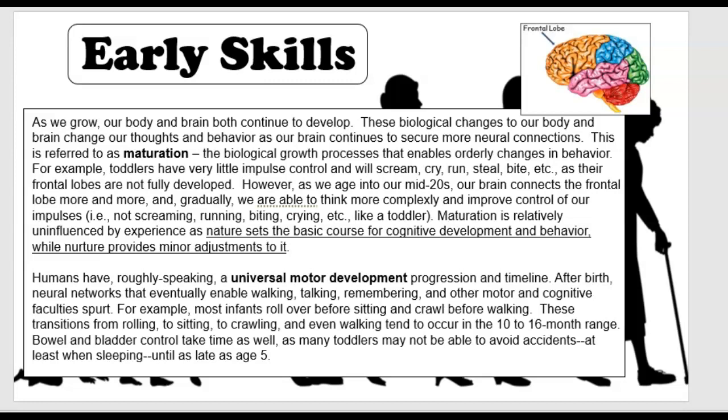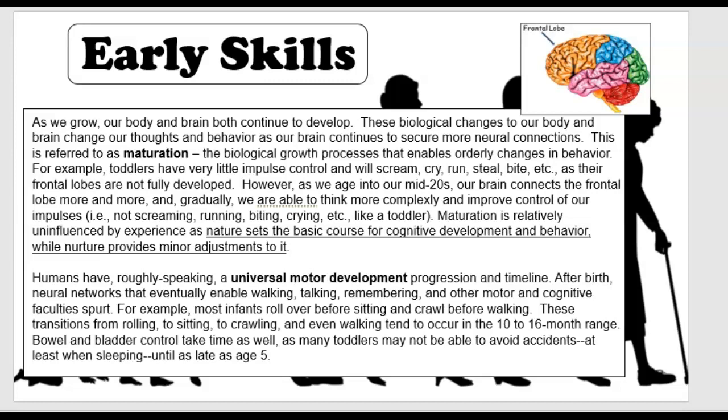Maturation is relatively uninfluenced by experience, as nature sets the basic course of cognitive development and behavior, while nurture provides minor adjustments to it. So basically what that means is your ability to mature and to have control over your impulses is really genetic. Part of it is from your upbringing.